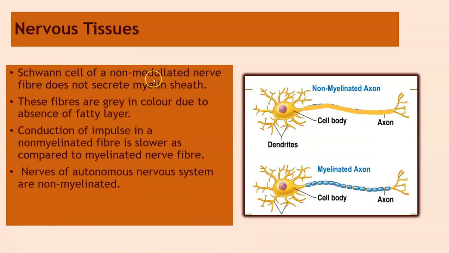The Schwann cells of the non-medullated nerve fibers do not secrete the myelin sheath. So here this is a non-myelinated axon. The myelin sheath is not there. These fibers are grey in color due to absence of the fatty layer. Conduction of impulse in the non-myelinated fiber is slower as compared to the myelinated nerve fibers. Nerves of the autonomic nervous system are non-myelinated.